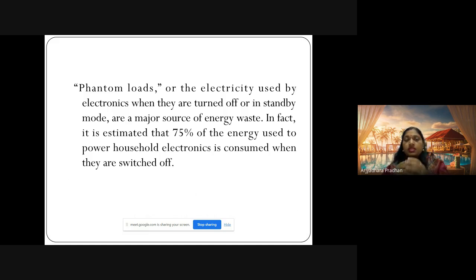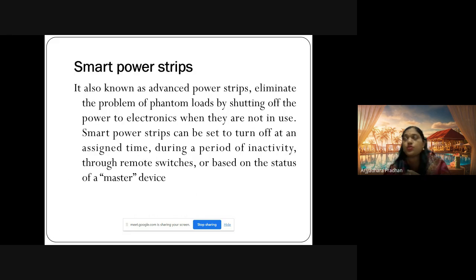In fact, it is estimated that 75% of the energy used to power household electronics is consumed when they are in a switched off condition. So, this is one of the areas where energy saving can be done by using power strips. So we'll talk about power strips. Smart power strips are used to remove the problem of phantom loading by shutting off the power to electronics when they are not in use.